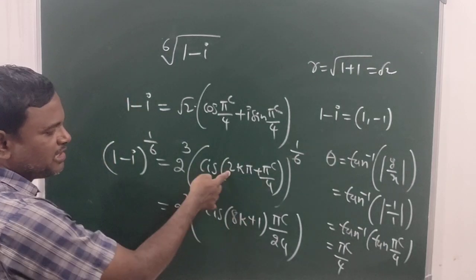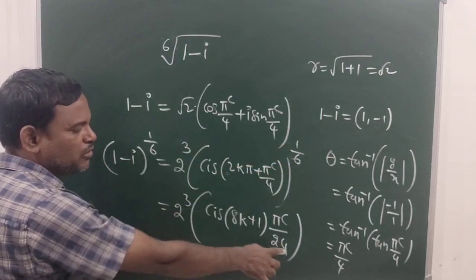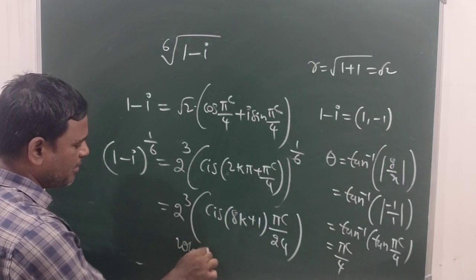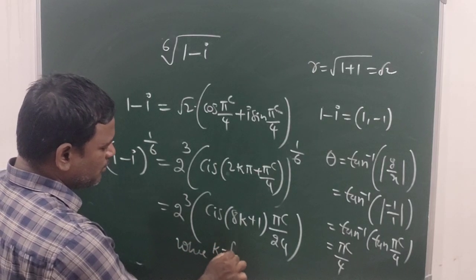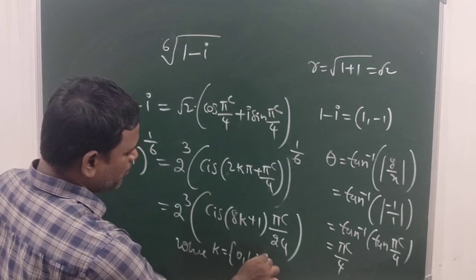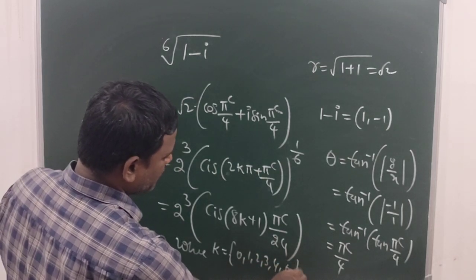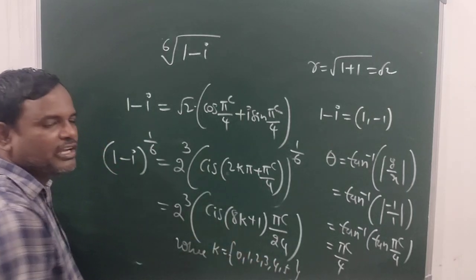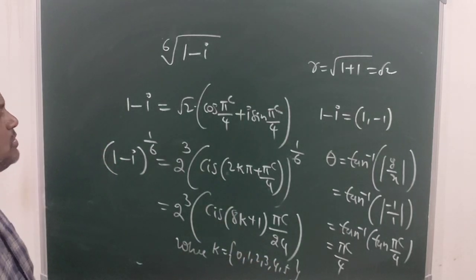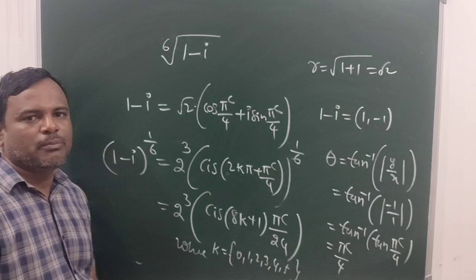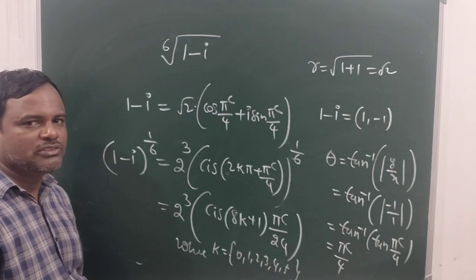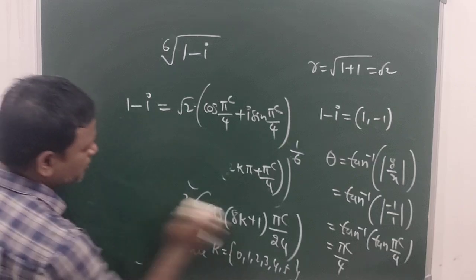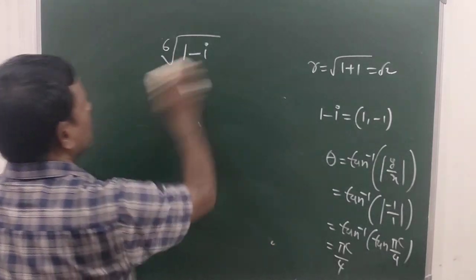Okay students, take the cross multiplication and bring this one down, so that you will get pi radians by 24, where k belongs to 0, 1, 2, 3, 4, 5. If you keep on substituting k value from 0 to 5, here you will get 6 solutions for this complex number. Okay students, I hope you have understood this. Now let us go to one more.